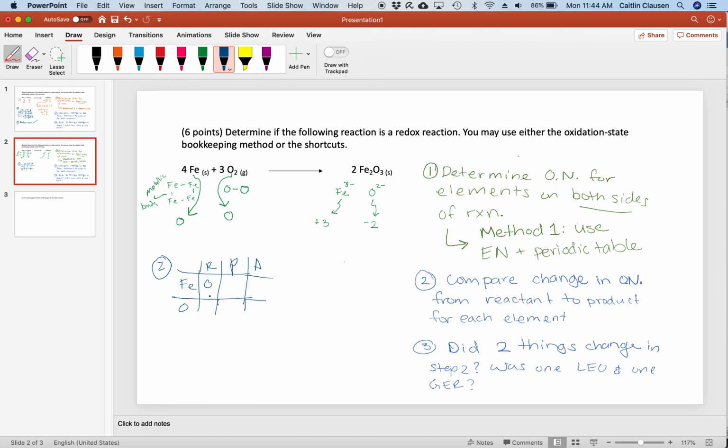I still see that iron in its solid form was neutral. Oxygen in its elemental form is neutral because there's nothing more electronegative between these two. And then if I have an ion, that iron ion now has a +3 oxidation number, and the oxygen has a -2. Iron lost electrons, so it was oxidized. Oxygen gained electrons, so it was reduced. I have a redox reaction.